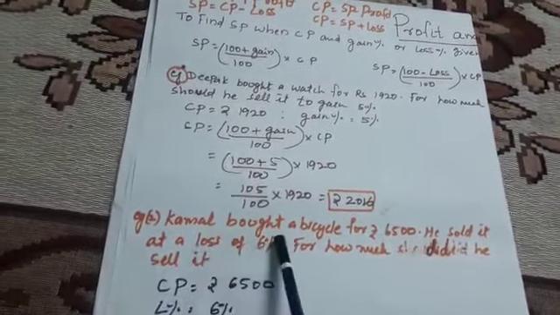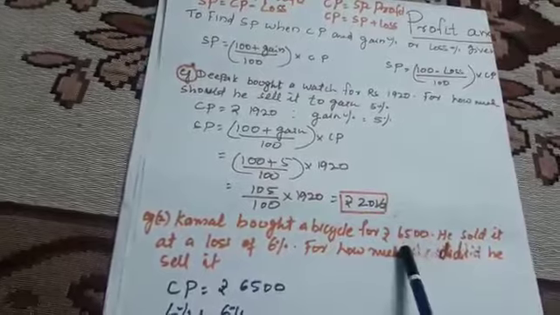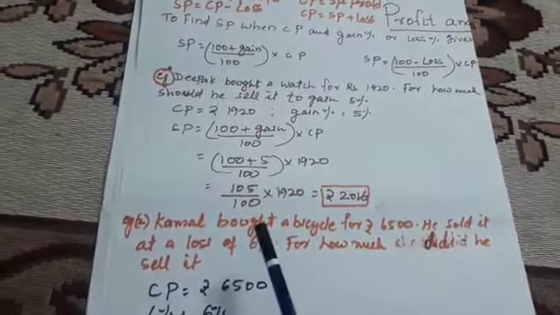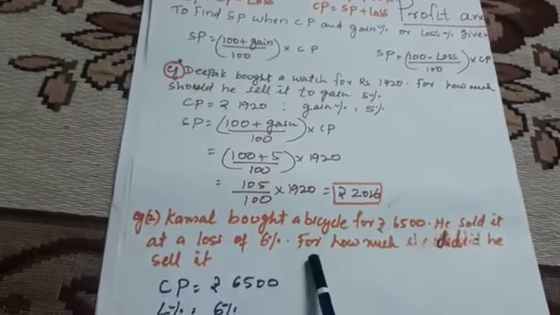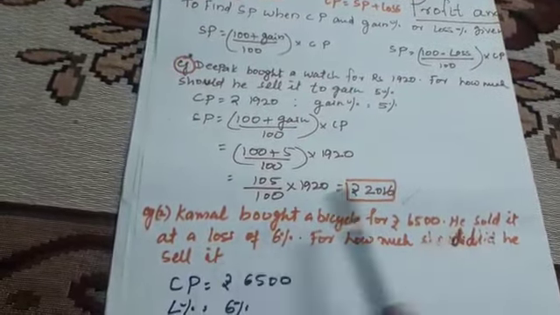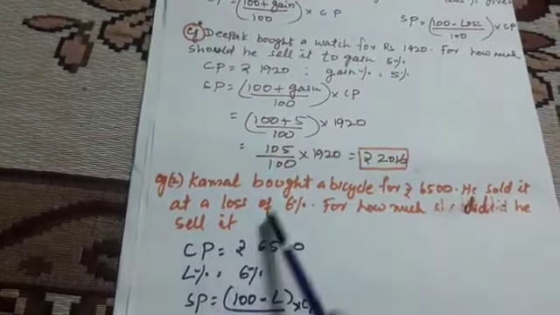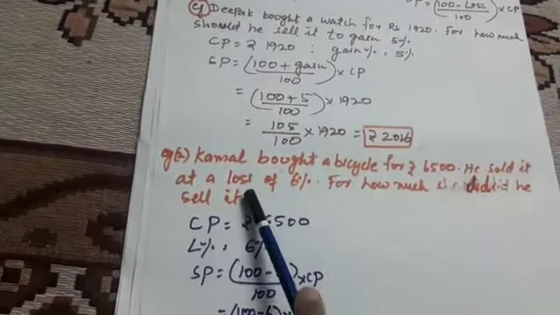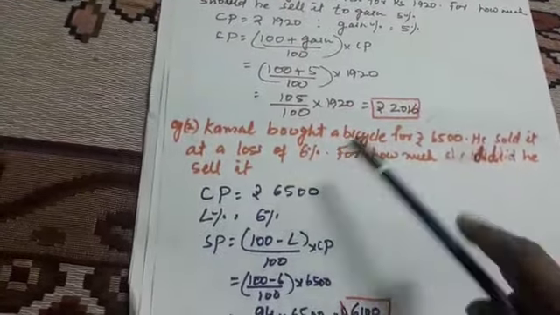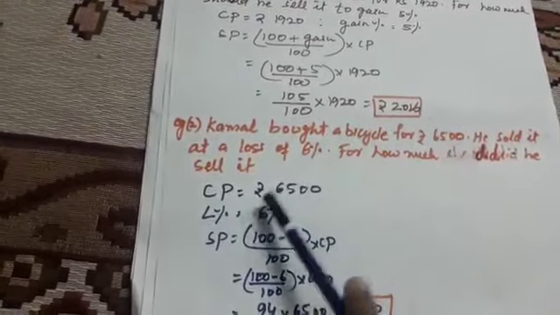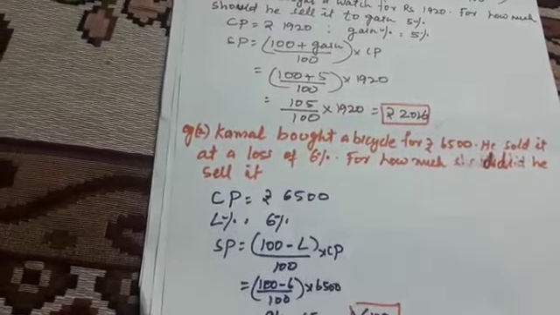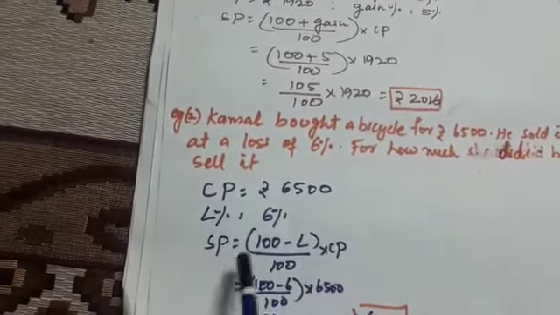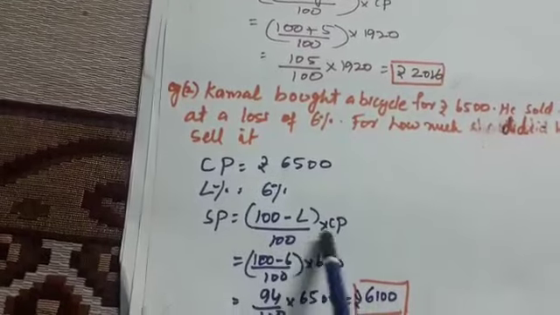Kamal bought a bicycle for rupees 6,500. He sold it at a loss of 6%. You have to find out for how much he sold it. That is, you have to find out the SP of the bicycle if he suffers a loss of 6%. And already the cost price of the bicycle is given to you as 6,500 and loss is 6%. We apply the formula SP equals (100 minus loss) upon 100 into CP.